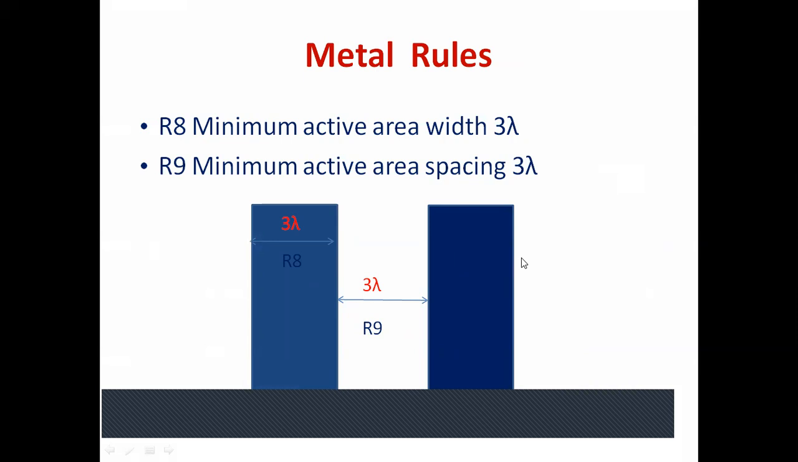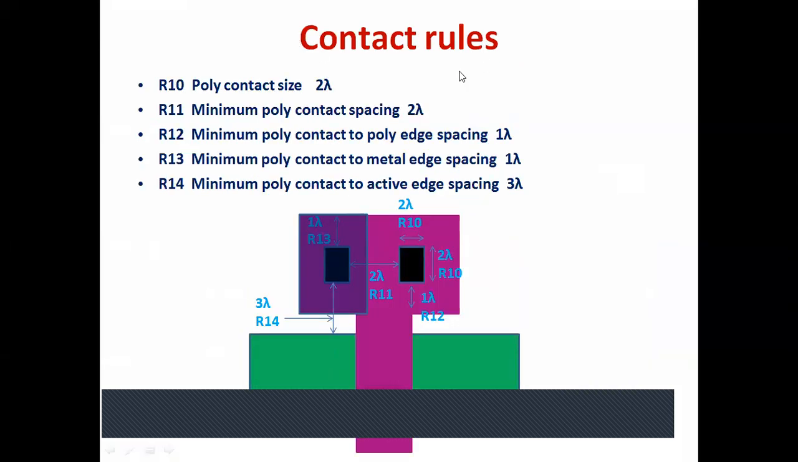So let us move to the next rule. Okay, contact rules, because we have to take contacts, right? We take contact to polysilicon, that is gate contact, and we take contact to active area. So what are those rules? R10 is the poly contact size. So this is the contact mask. Its size has to be 2 lambda by 2 lambda, because contact is like a polygon, approximately a square. This is R10.